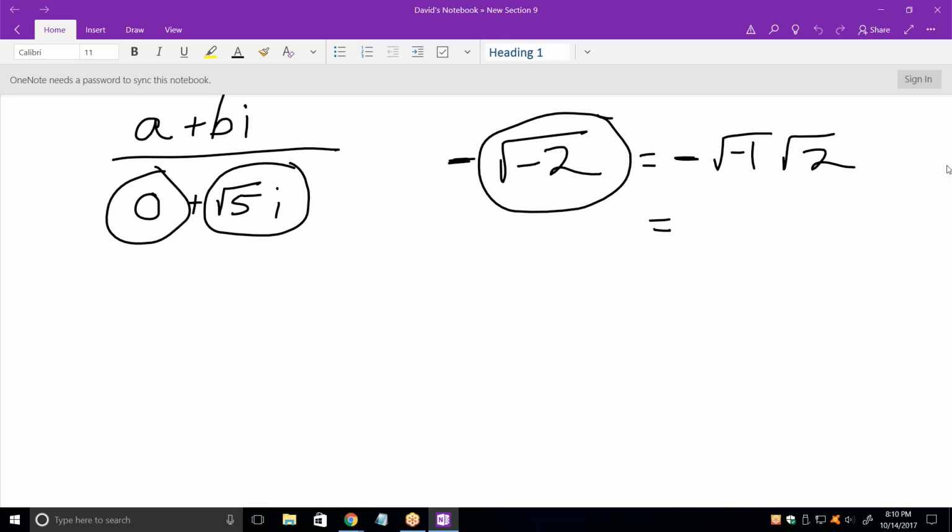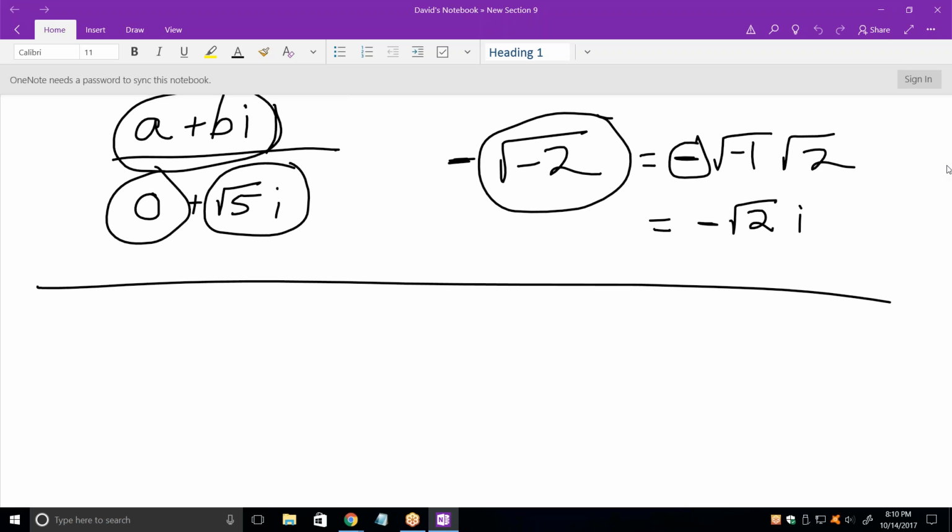Would that give us 2i? Don't forget that negative. Yeah, it would be negative square root of 2 i. Negative square root of 2, and i is outside. Notice that in the standard format, b is a real number, and i is always outside of that. So you never want the i to be inside the radical sign. So it's a negative square root of 2 i, correct? Yep.